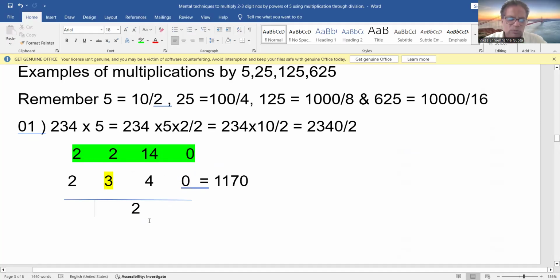2 divided by 2 is 1. Again, 14 divided by 2 is 7. And last is, of course, 0 only, because 0 divided by 2 is always 0. So the answer is 1170. You see, division by 2 is very fast as compared to multiplication by 5 or powers of 5. Now, this is the case where we have taken only a single power of 5.